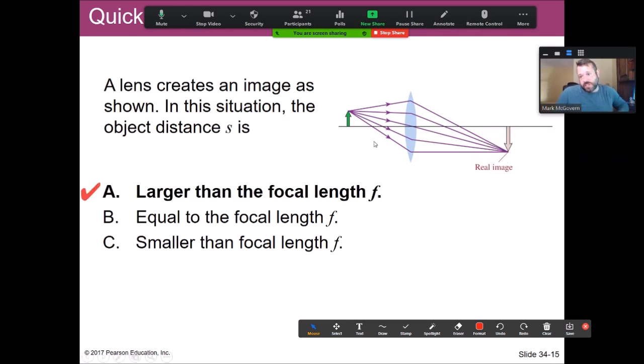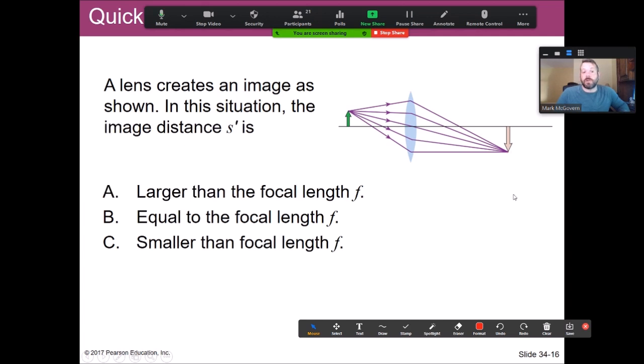Okay, why? Well, we went through the examples, right? If you're outside the focal length, you're creating a real image that's inverted. If you're on the focal length, no image. If you're within the focal length, you got a virtual image. So we got a real image here. We're outside the focal length.